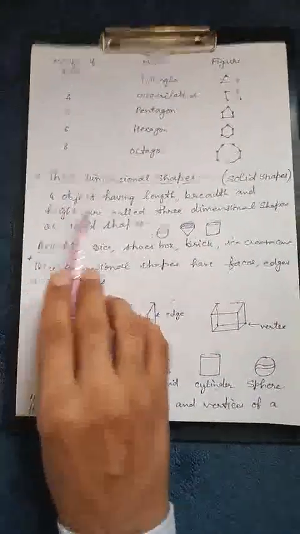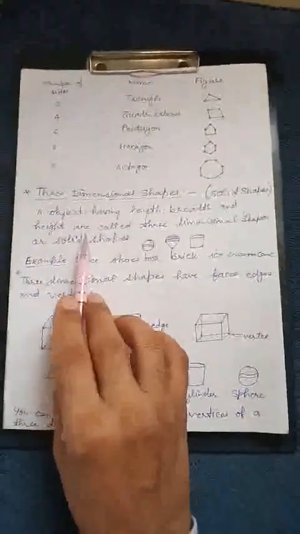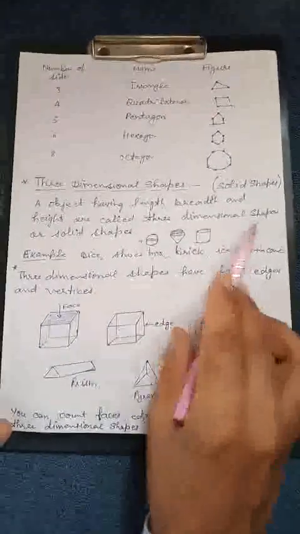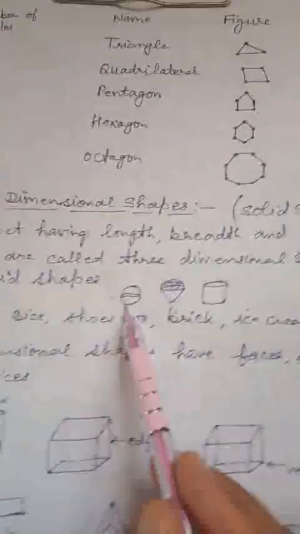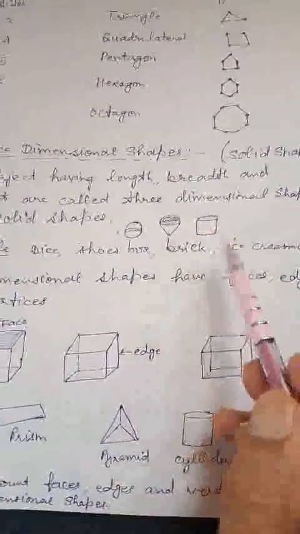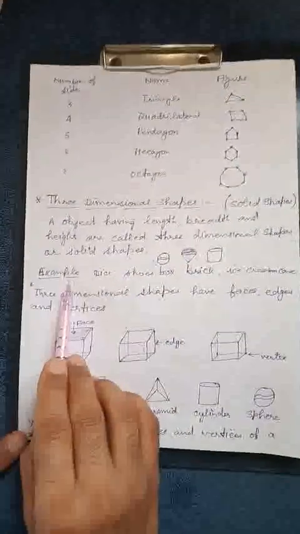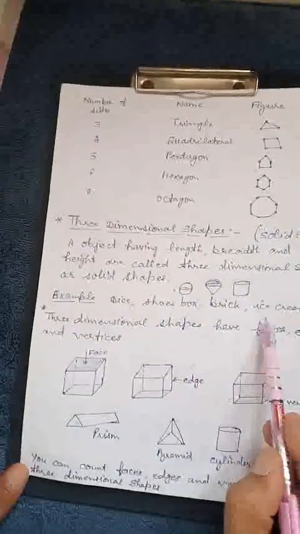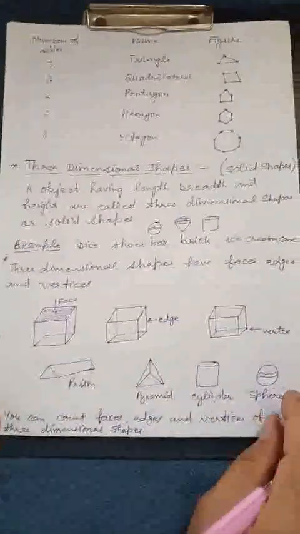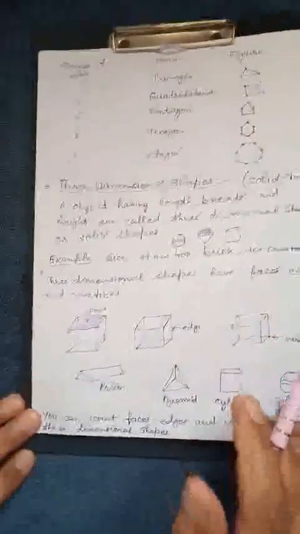An object having length, breadth and height is called a 3-dimensional shape or solid shape. These are some figures of solid shapes. This is sphere, this is cone, and this one is cylinder. Examples of 3-dimensional shapes are dice, shoe box, brick, ice cream cone, etc. Students, you can find a variety of 3-dimensional shapes around you.